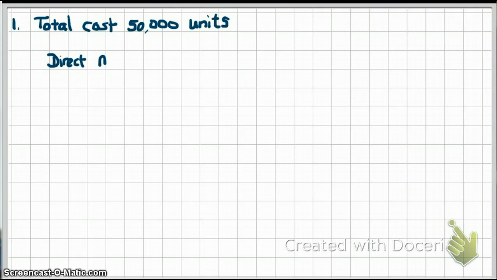Requirement 1 wants you to calculate the total job cost as well as the average job cost per seat. So let's take a look at how we do that. You know that you're going to take into account your direct materials, direct labor, and manufacturing overhead. Those are the three components that go into calculating your total cost.